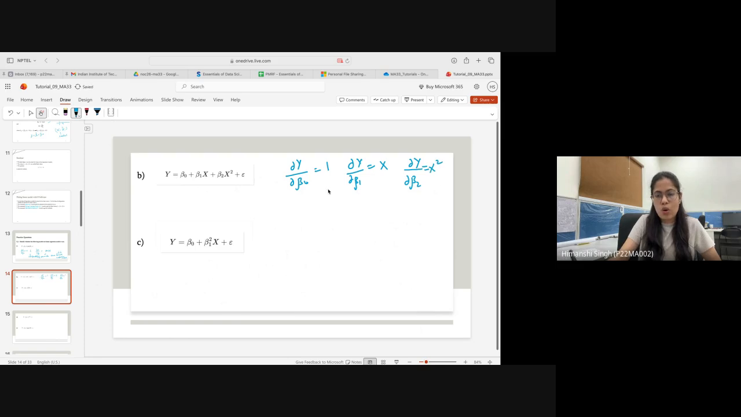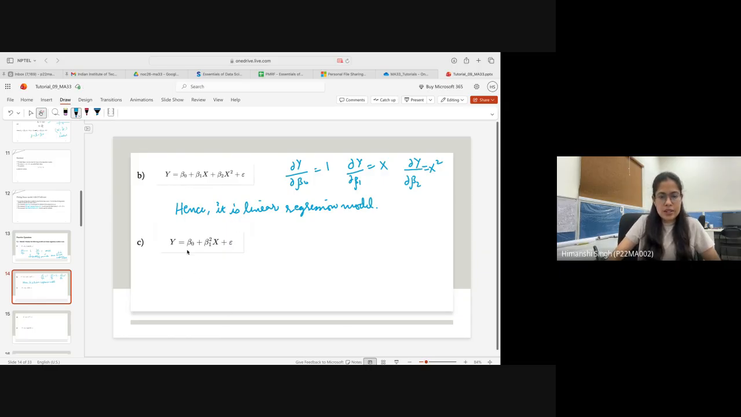So all three are independent of the parameters, hence it is a linear regression model, because all three are independent of beta naught, beta 1 and beta 2.